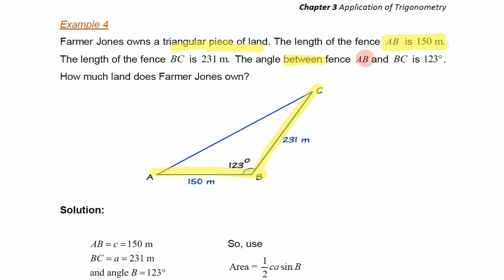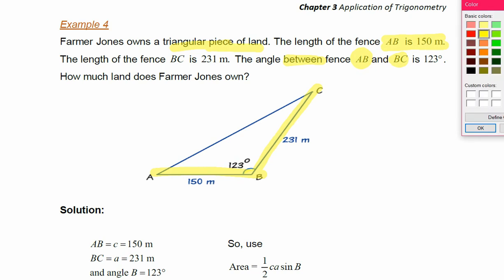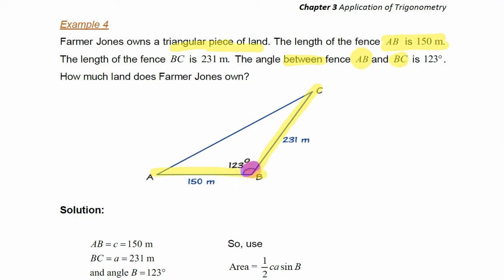The angle between AB and BC, meaning that you are looking for this angle, is 123 degrees. So how much land does Farmer Jones own? When he says how much land, it means that you are looking for area, not a distance or whatever.